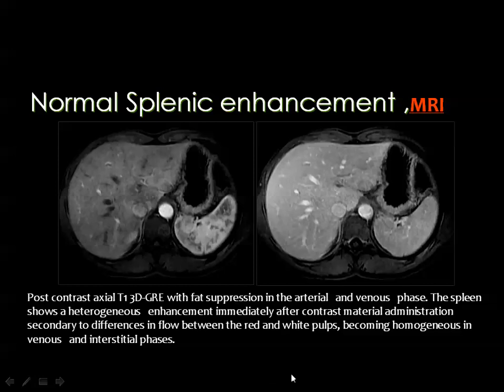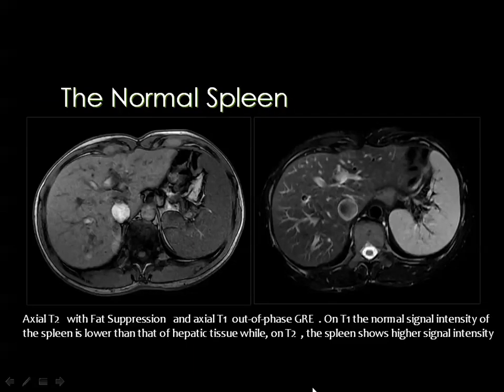As you can see here also in the MRI, in the arterial phase in the dynamic study, you get a mottled appearance of the spleen due to inadequate or inhomogeneous enhancement of the sinusoids. Then in the portal phase and the delayed phase, you get homogeneous enhancement of the spleen, and this is considered normal. The normal spleen will appear of relatively low signal in the T1 weighted image, and it will show increased signal in the T2 weighted images, as you can see in this example.